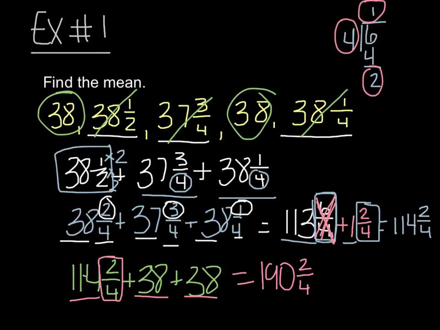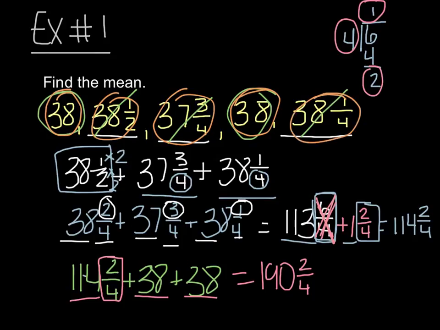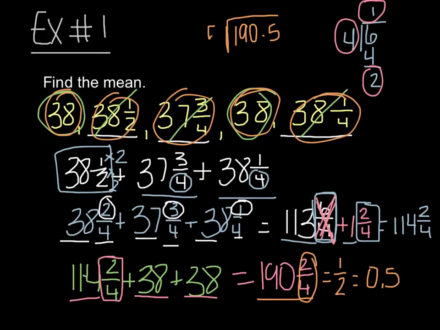But that's only the first part. You remember, when you find the mean, you add up all the numbers. That's what we just did. But then you have to divide by how many numbers there are. In this case, there are 1, 2, 3, 4, 5 numbers. So we have 190 2/4 divided by 5. Now we can't really divide with a fraction, so I know that 2/4 is the same as a half, which is the same as 5/10. So really I have 190 5/10 divided by 5 numbers.